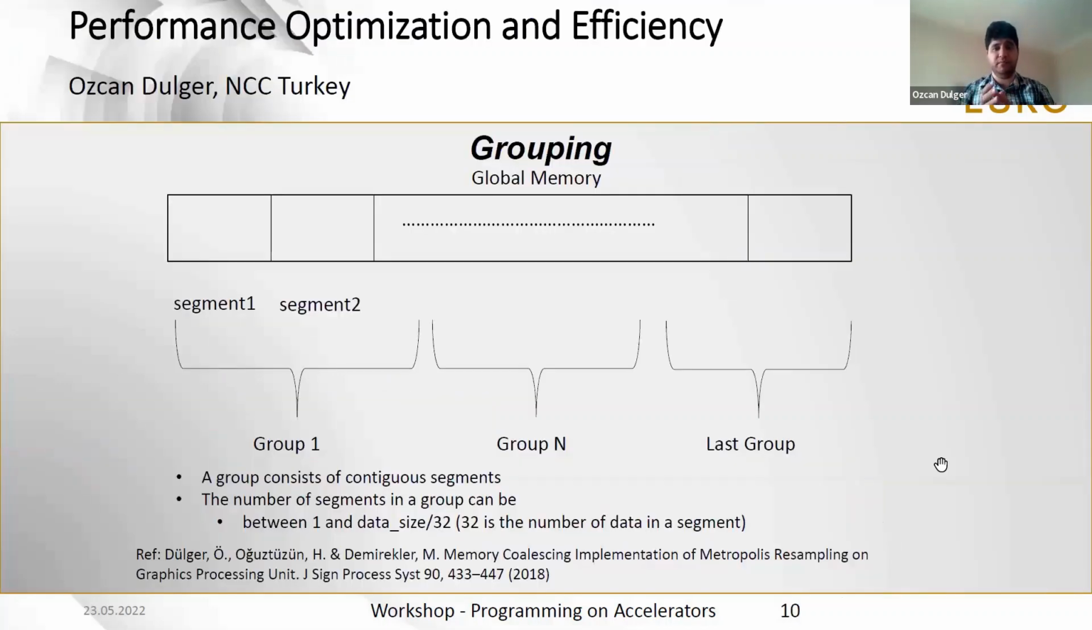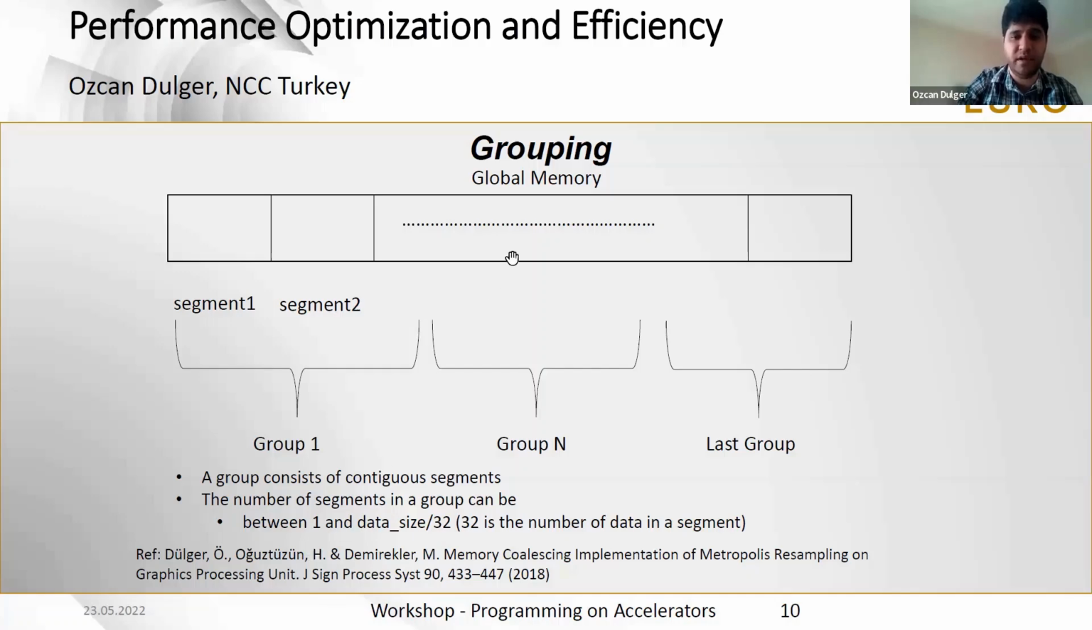So how can we remove or eliminate the non-coalesce access of the global memory? One of the approaches is grouping. This is an approach that we used in our study in the past. Here, this is the reference.